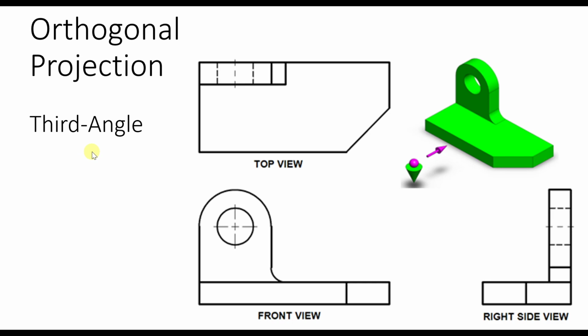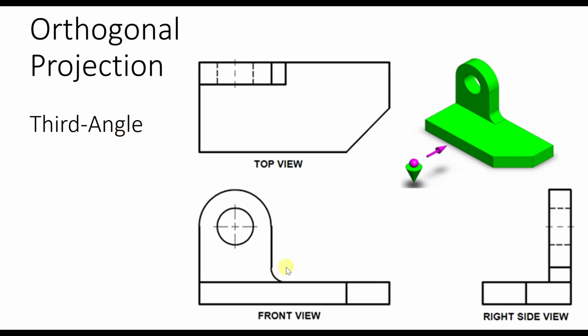Orthogonal projection has a set of standards you can use to develop multi-view of a physical object. There are two methods: first angle, which is normally used in ISO standard, but third angle is normally used in ANSI standard. So for this tutorial, we're going to use third angle.